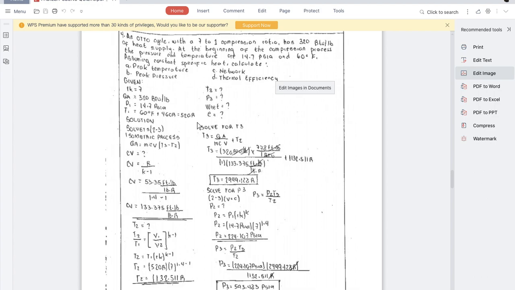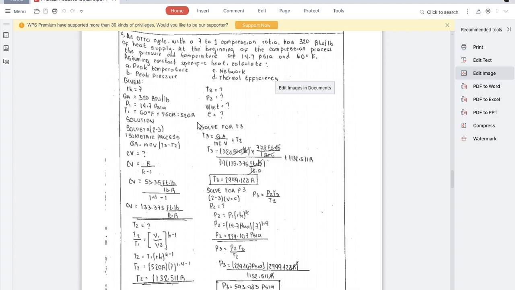The answer for T2 is 1132.511 R. Now for Cv, the formula for Cv is R over k minus 1: 53.35 foot-pounds per pound R over 1.4 minus 1. The answer for Cv is 133.375 foot-pounds per pound R.